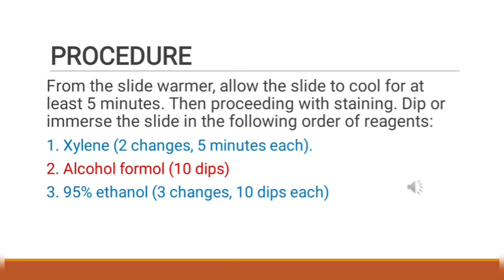Next is to immerse in the bath of absolute ethyl alcohol according to the book, but according to our lab manual, you can use alcohol formol for at least 10 dips. And then next is to transfer it to a bath of 95% ethyl alcohol with at least 3 changes, 10 dips each.